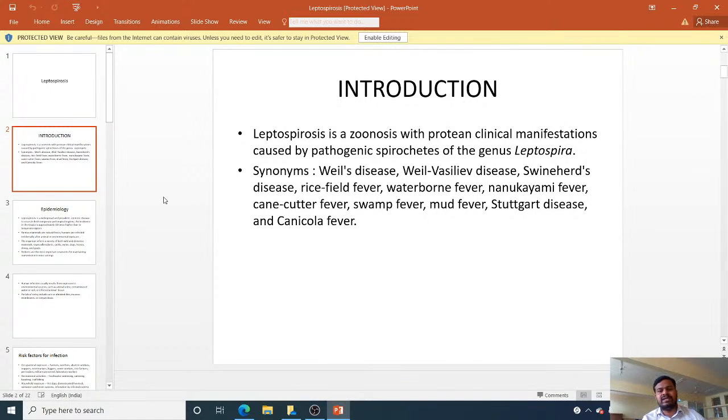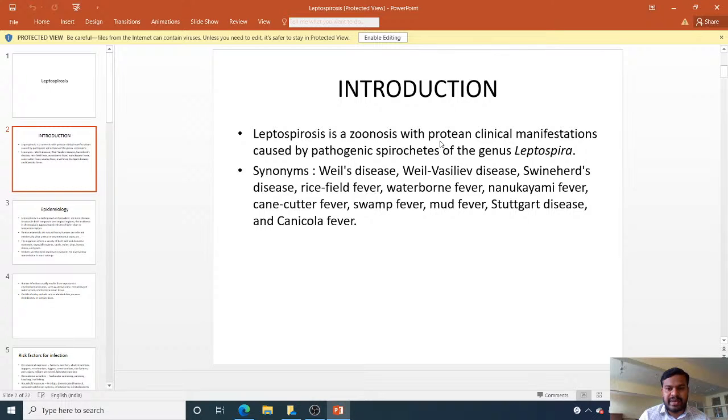Leptospirosis is a zoonosis, which is transmitted from animals, with protean clinical manifestations caused by pathogenic spirochetes from the genus Leptospira. So the organism is a spirochete. It is transmitted through zoonosis. The mechanism of transmission is zoonosis, okay.